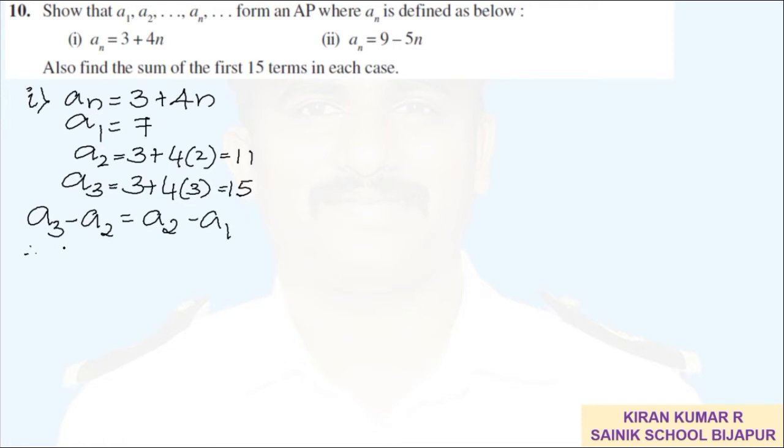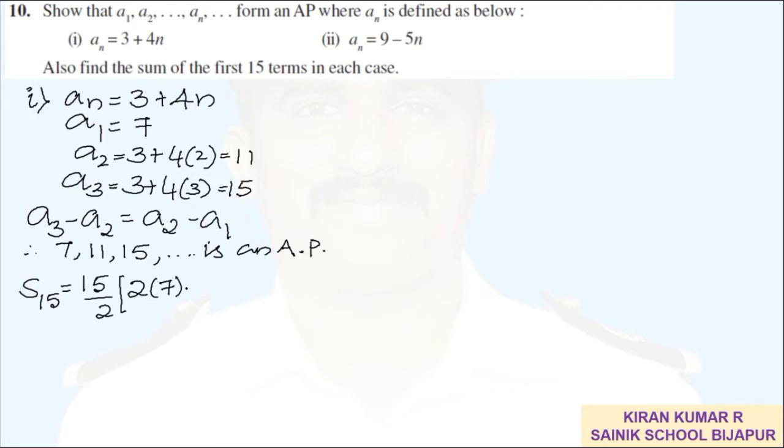Therefore, 7, 11, 15, and so on is an arithmetic progression. For this arithmetic progression, we need to find the sum of 15 terms. The sum of first 15 terms, S15, will be n by 2, which is 15 by 2 times 2a, which is 2 times 7, plus 15 minus 1, which is n minus 1, into d. Here the common difference is the difference of the second and the first term, which is 4.